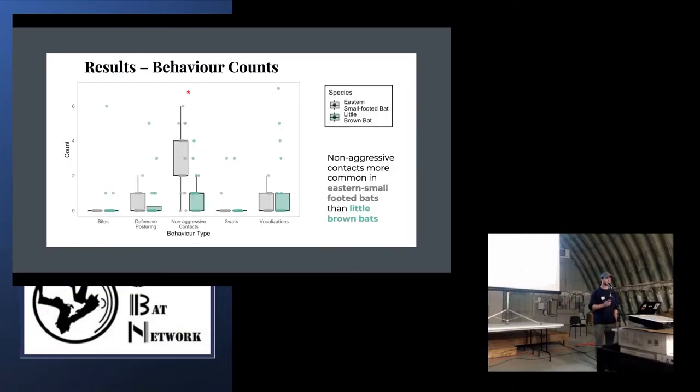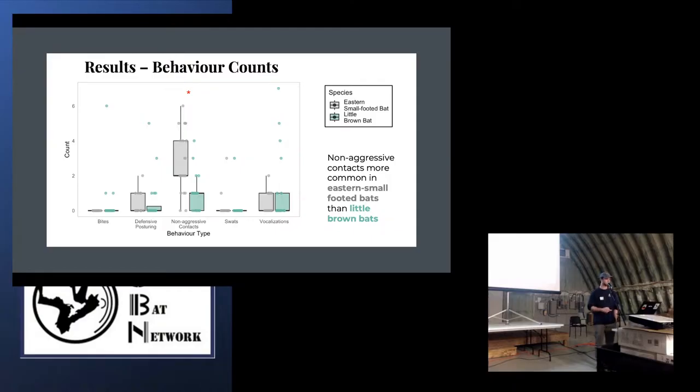The results of this were very interesting. We only found significance in that the non-aggressive contacts were more common in eastern small-footed bats than little brown bats. And what I noticed while scoring these videos is that many of the non-aggressive contacts came following later chases in the eastern small-footed bat trials. And this could indicate that small-footed bats have a better ability to quickly realize that a simulated predator wasn't a threat. Quicker to learn, maybe a little smarter than the little brown bats in some cases.